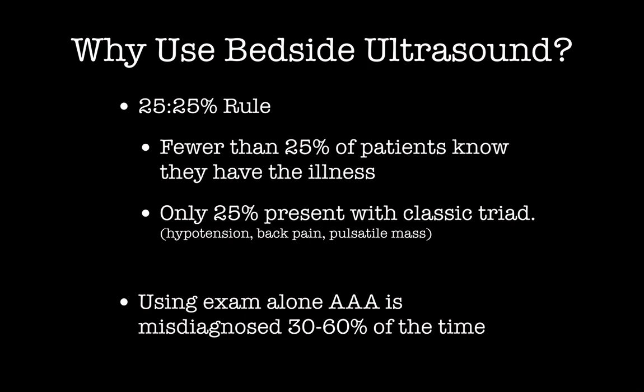Most of the time, all of those are not present. So if you just use your physical exam skills, your clinical history skills alone, you will miss a ruptured AAA or abdominal aortic aneurysm 30 to 60% of the time when it's ruptured. This is really important. So the 20-25 rule is kind of the basis of why we do this.